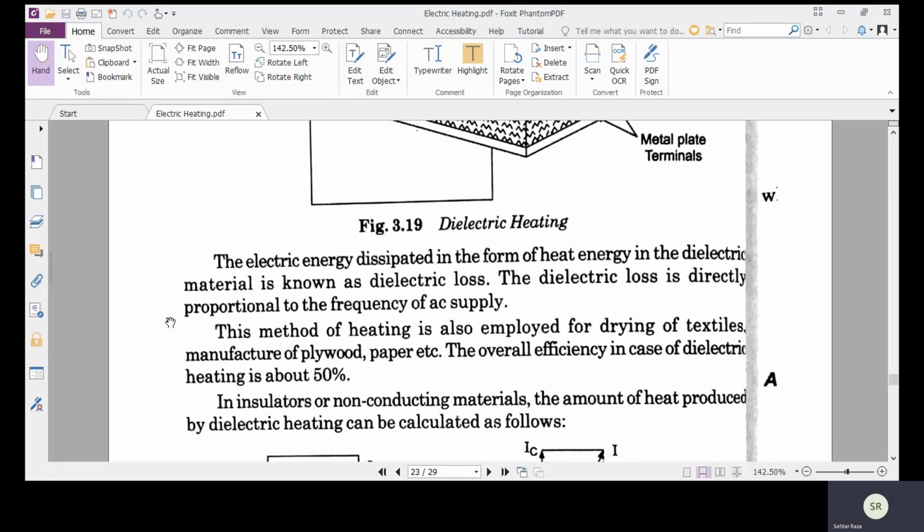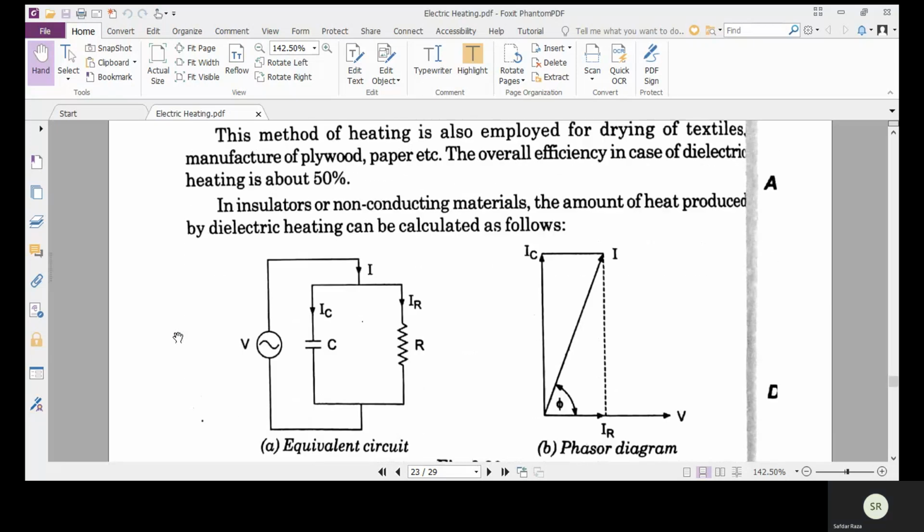This method of heating is also employed for drying of textiles and manufacture of plywood or paper. The overall efficiency in the case of dielectric heating is about 50%. In insulators or non-conducting materials, the amount of heat produced by dielectric heating can be calculated as follows.